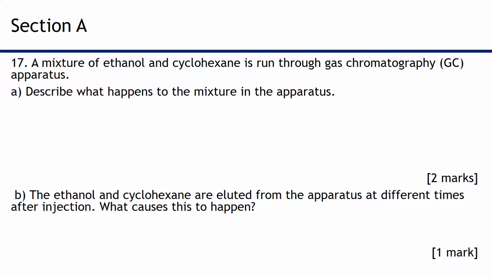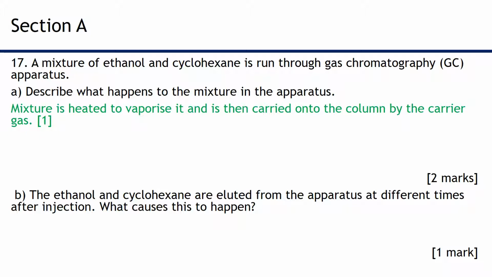And then in the final question of section A, question 17, you're told that a mixture of ethanol and cyclohexane is run through gas chromatography apparatus. And in part A, you're asked to describe what happens to the mixture in the apparatus. So for this, you need to understand how GC works, and your answer should be something along the lines of this. So first of all, you want to say that the mixture is heated to vaporize it and is then carried onto the column by the carrier gas. It's gas chromatography after all. There has to be a gas involved in there somewhere.